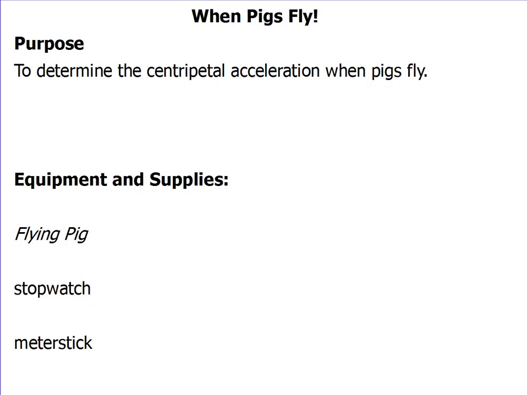Let's analyze the Twin Pigs Fly Lab before we get started. The entire purpose of this lab is to determine the centripetal acceleration when we have a pig flying around. So, by the end of this, we should be able to find A sub C. Now, what are we going to need?